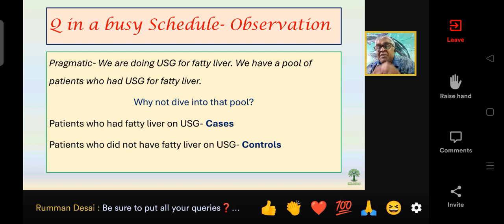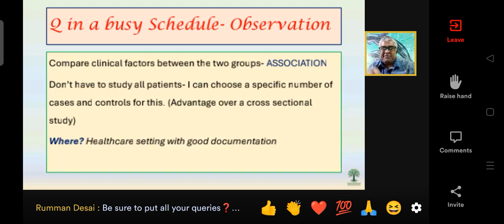So how do we dive into that pool? We say, okay, I'll pick people who have fatty liver on ultrasound, and that's my cases. So what's happening here? The outcome has already occurred. The outcome is sonographically identifiable fatty liver. That's occurred. That's your case. I then look at who does not have fatty liver on ultrasound, and I call them my controls. So where the outcome has occurred already, that's my case. And the key phrase here is outcome has already occurred. And that's my start point for this step.